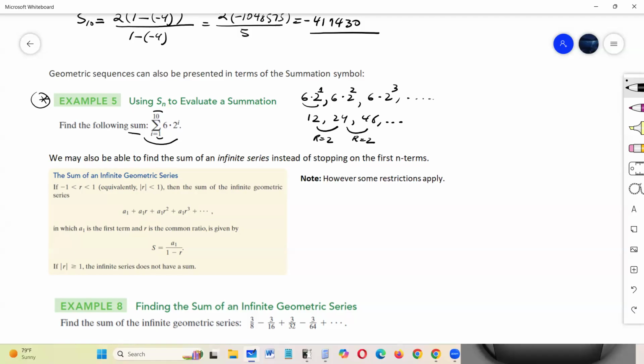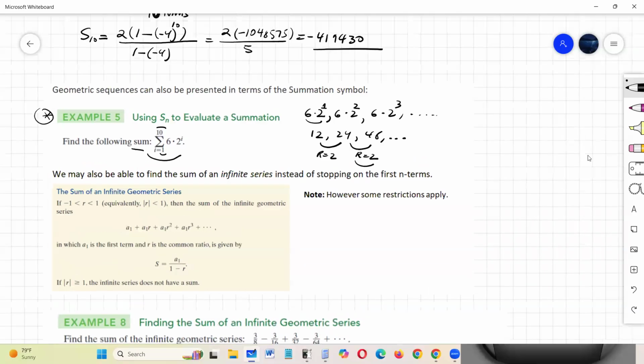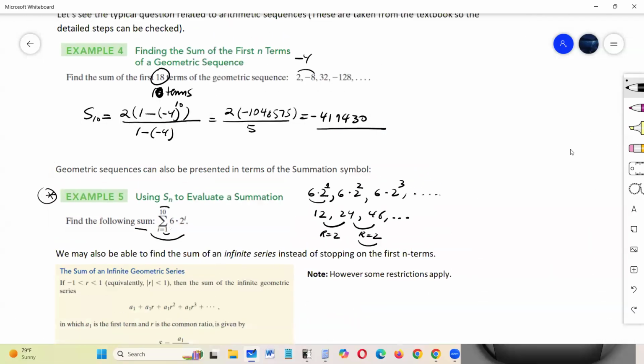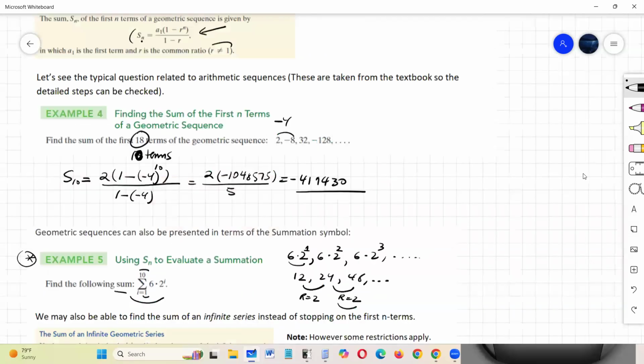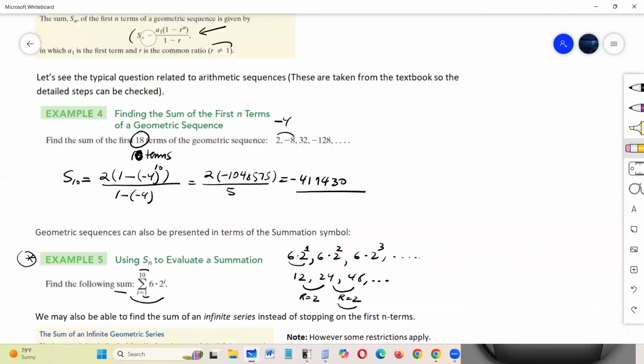So this is all I need to know. I needed to know the ratio. I know that this is geometric now, and I know the first term. So once I know that, I can go back to the formula. Let's see if I can scroll up a little bit so you can see the formula. So here is the formula.